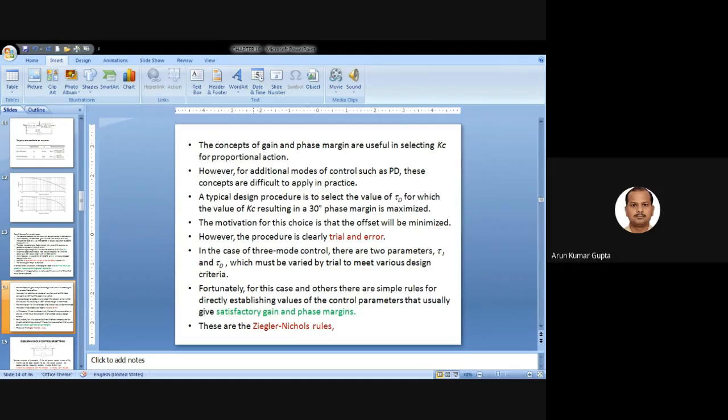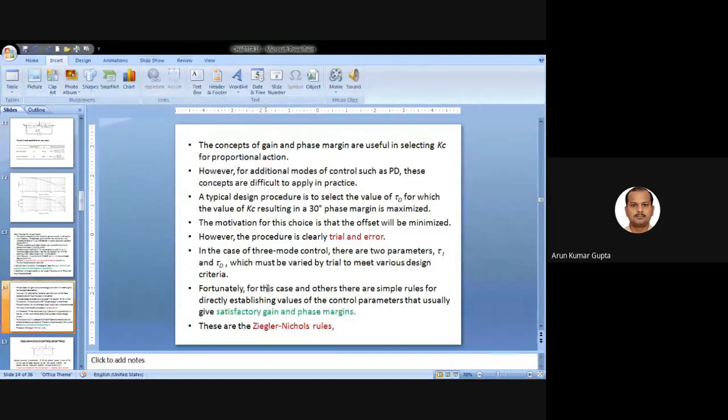We choose some other method to find out the proper solution. So let's say in this case, the three-mode controller, the two parameters tau I and tau d must be varied by trial to meet the various design criteria.